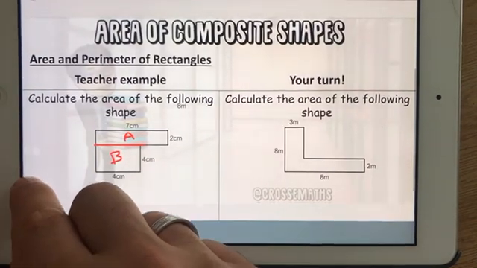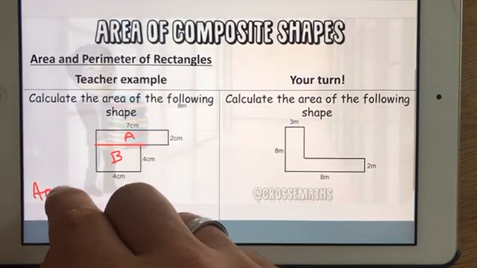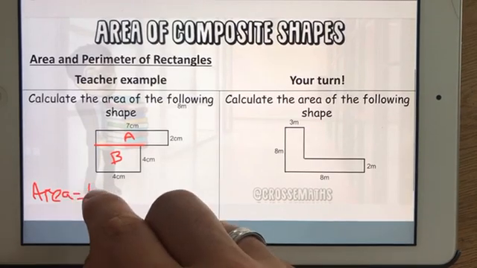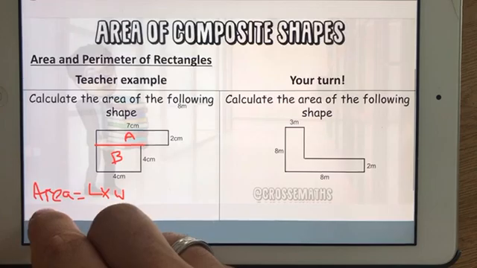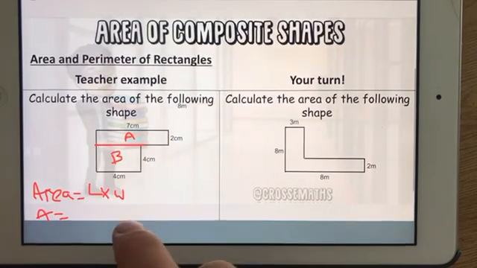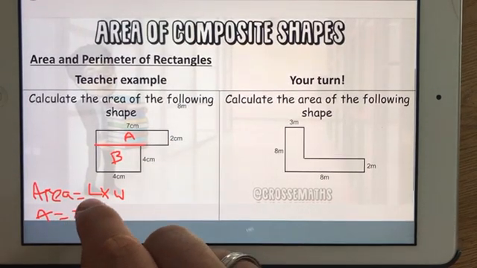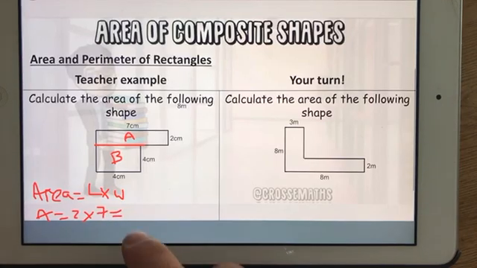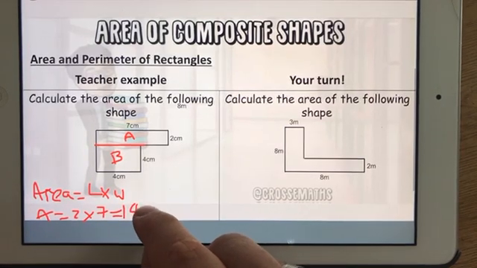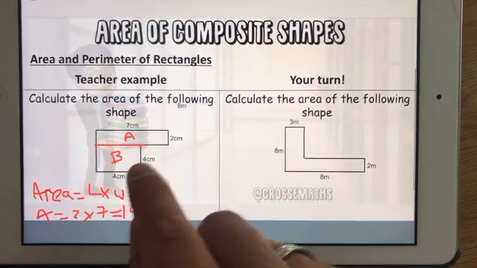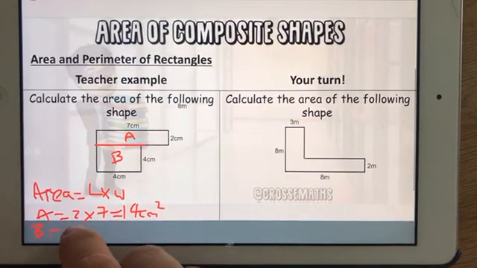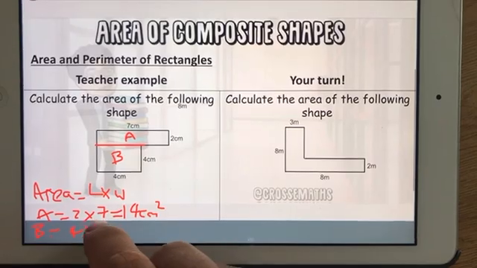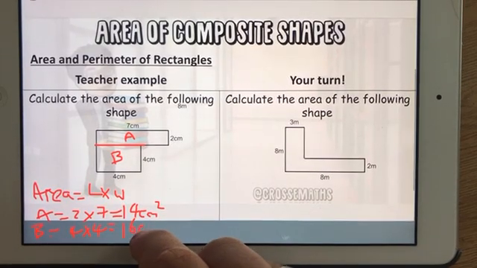Now, area of a rectangle is easy. It's just length times width. So area of shape A is just 2 times 7, which is 14 centimeters squared. Area of shape B is just 4 times 4, which is 16 centimeters squared.